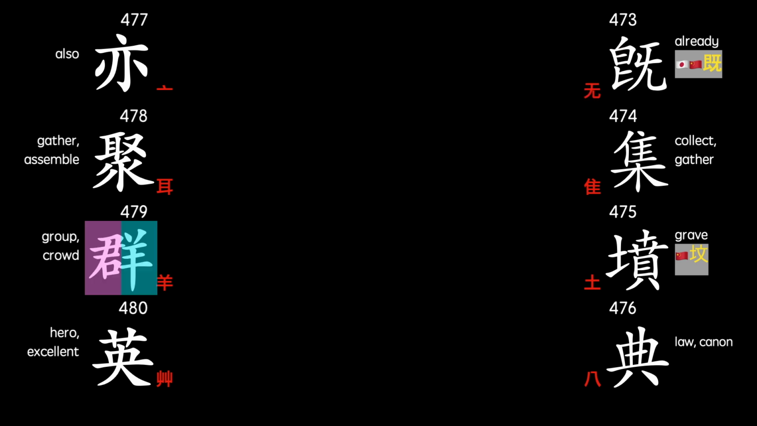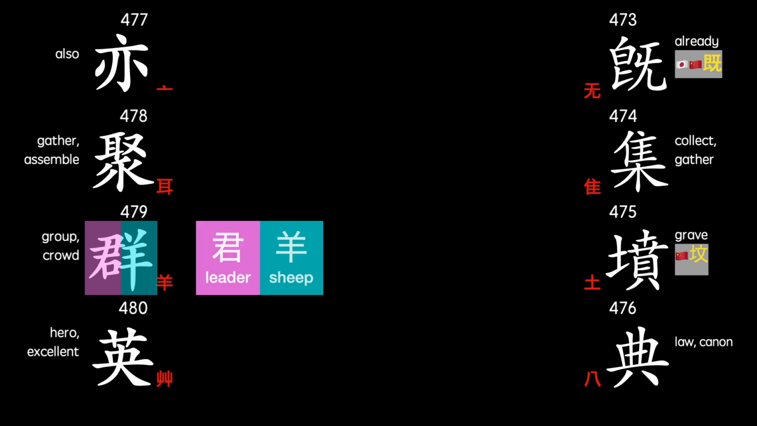Next, look at 479. The character for leader or monarch is on the left, and the sheep character is on the right. Together they mean group. And I think it's interesting to see that associations with sheep and a group are cross-cultural.